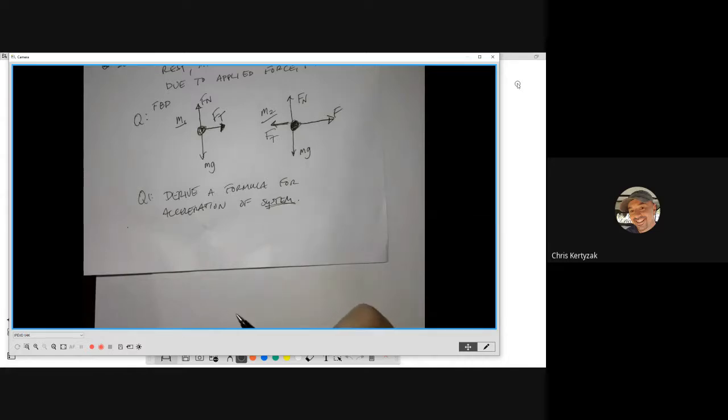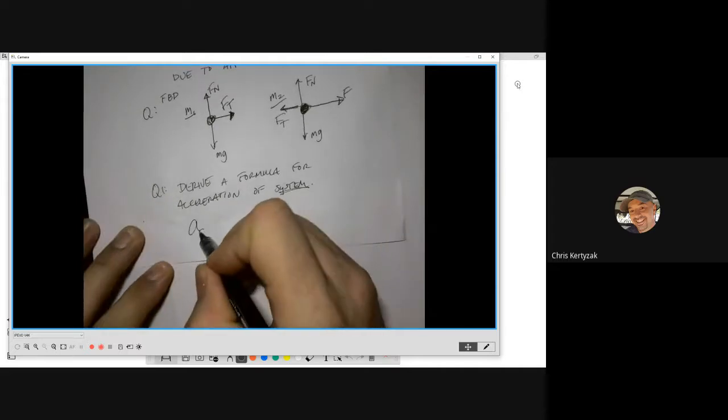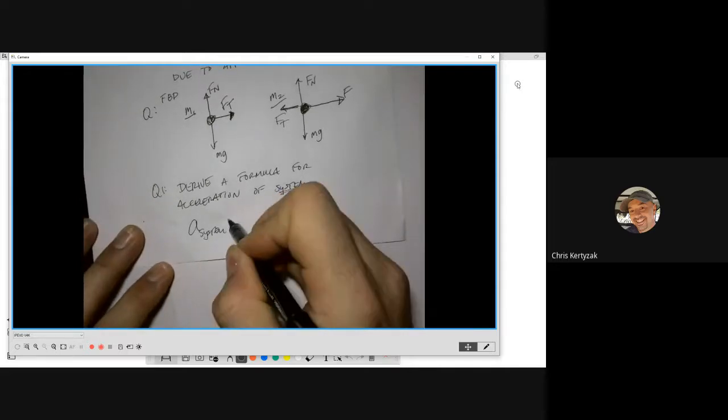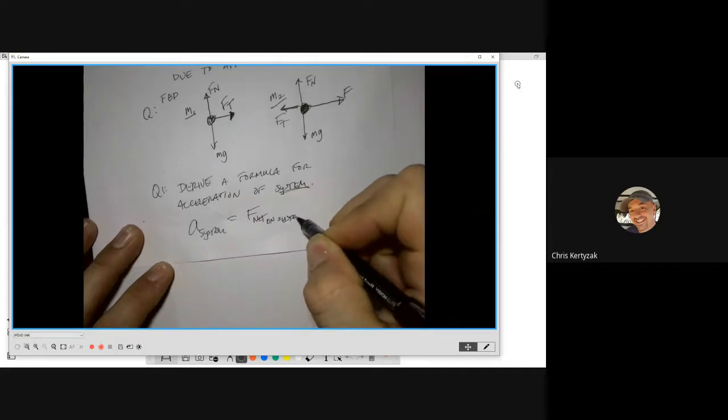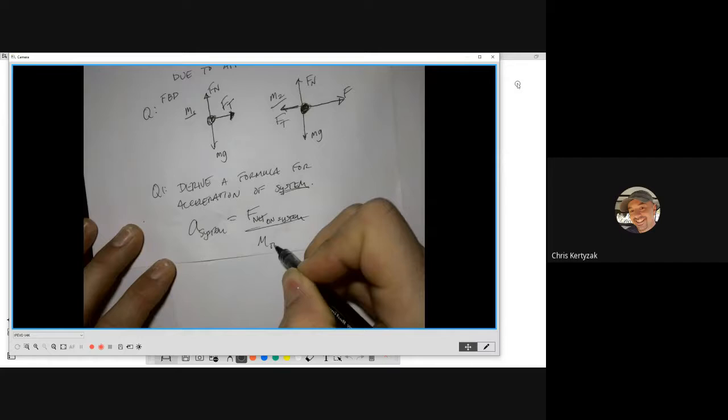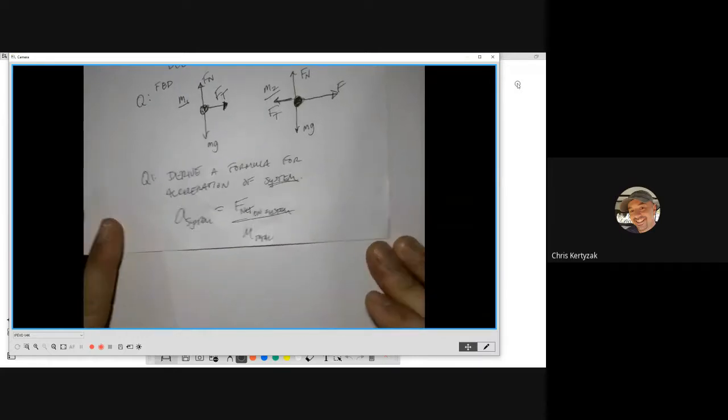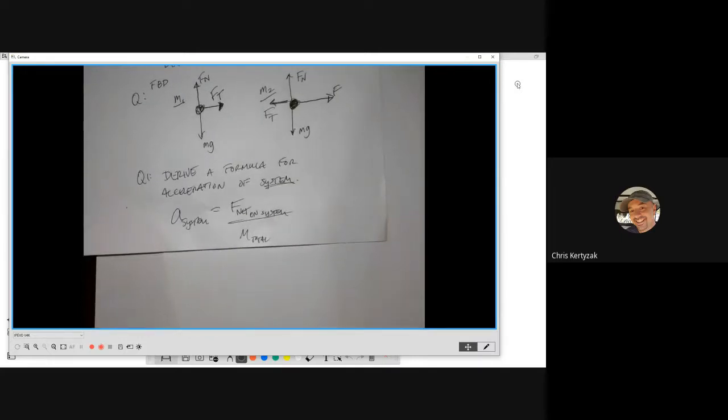What is the system approach? Remember, the acceleration of the whole system equals the net force on the whole system divided by the total mass of the whole system. A equals F over M, which in general, F net, it's the net force.